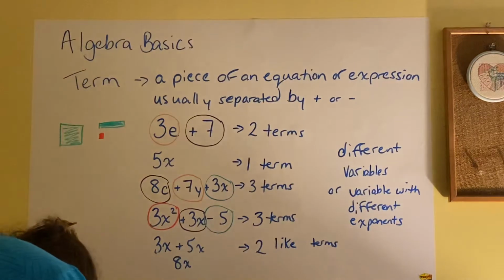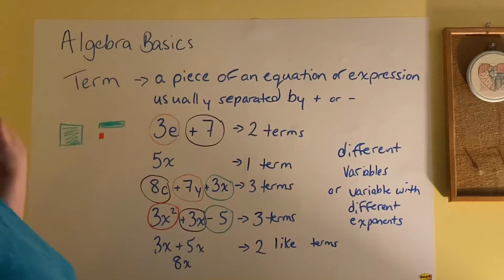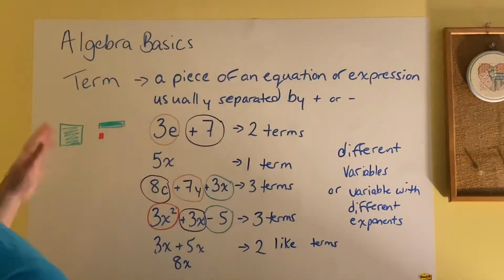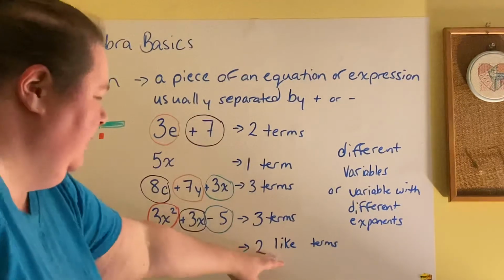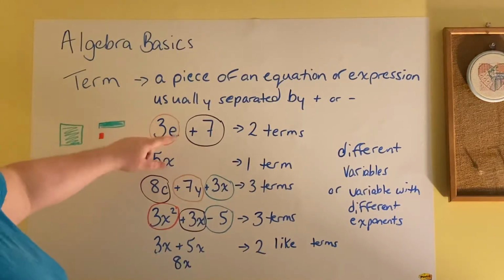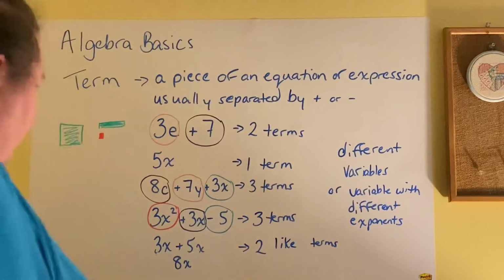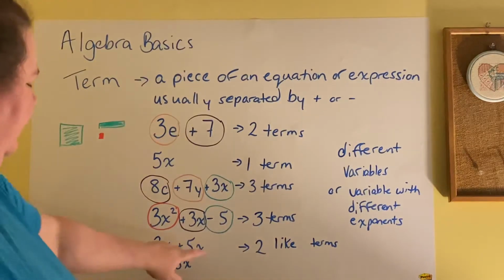So that explained variables, that explained terms, sort of explained the like terms idea from here. So remember, coefficients are the number in front of a variable. The variable is the letter, and it's the unknown quantity. And what I'm going to do is, this was showing you how to simplify them.